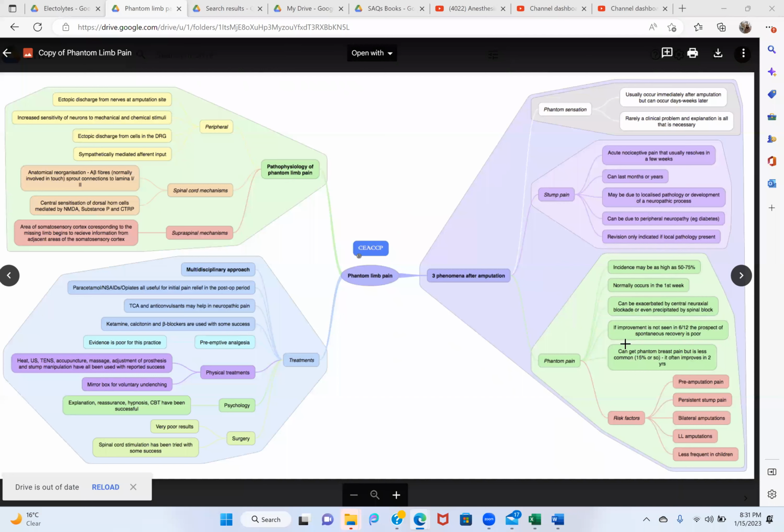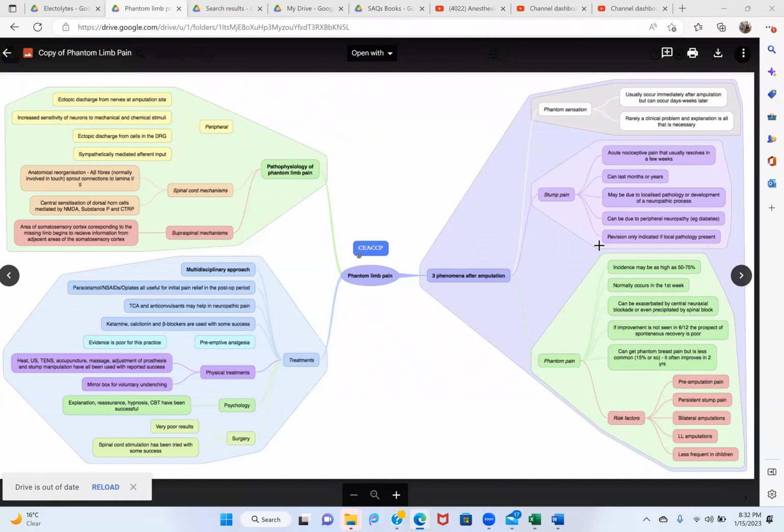That's why the phantom limb pain patient has phantom limb pain. But can it be a good idea to do regional anesthesia with sedation, like ketamine or propofol infusion or some heavy opioids or sedatives, rather than general anesthesia?